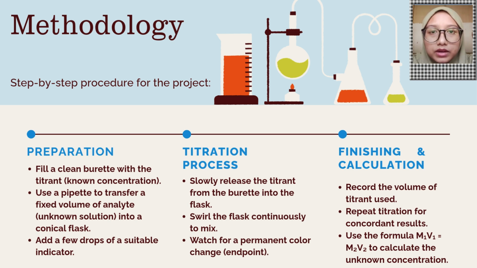Before starting the titration, a few drops of a suitable indicator are added to the analyte in the flask. The choice of indicator depends on the type of reaction. For example, phenolphthalein is used in strong acid, strong base titration because it clearly changes from colorless to pink at the end point. The titrant is then slowly added from the burette into the flask drop by drop, while gently swirling the flask to mix the solution thoroughly.